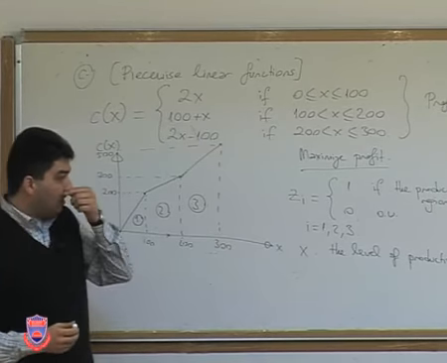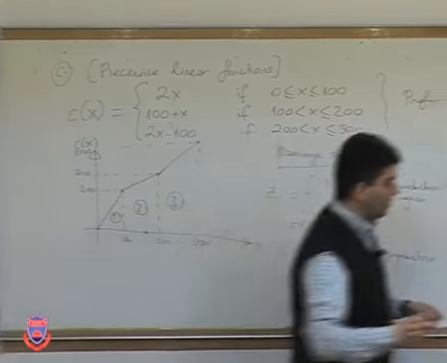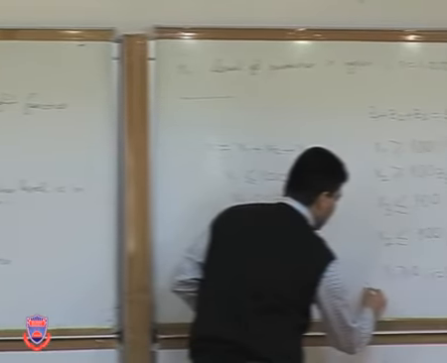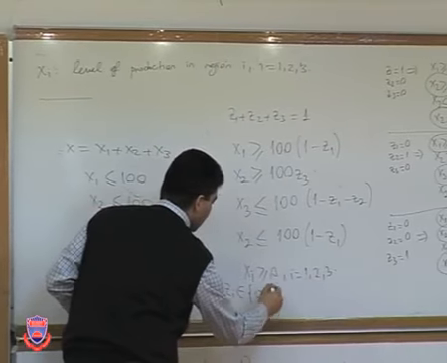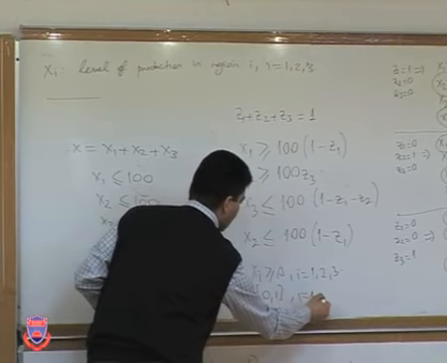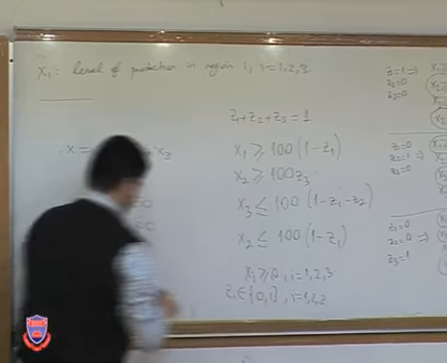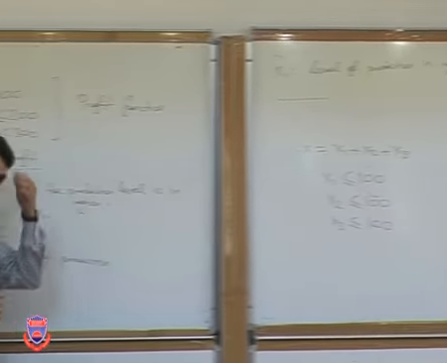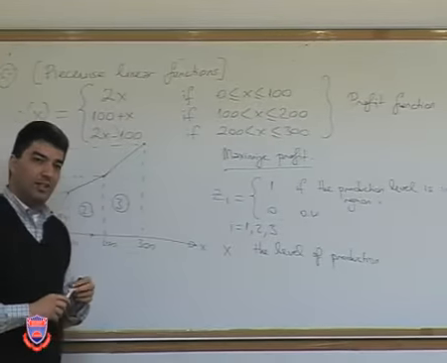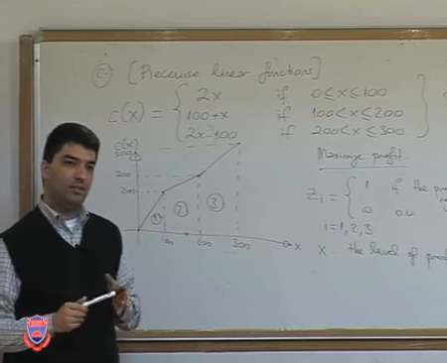So now my question is the following. Of course, we need to make sure that the zi's are binary variables for all i. So my next question is the following. How can I formulate the objective function? So how can I express my total profit?